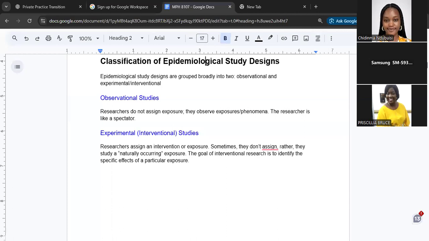And then in experimental or interventional studies, what's happening there is that there's manipulation of a particular exposure, of a particular factor, right?